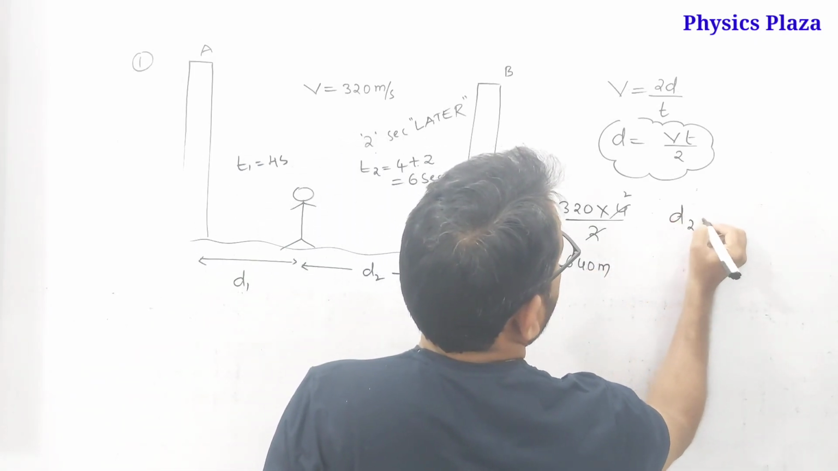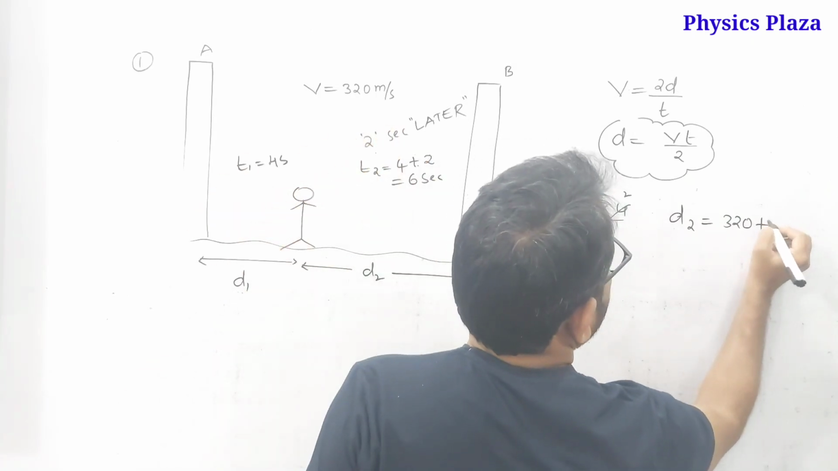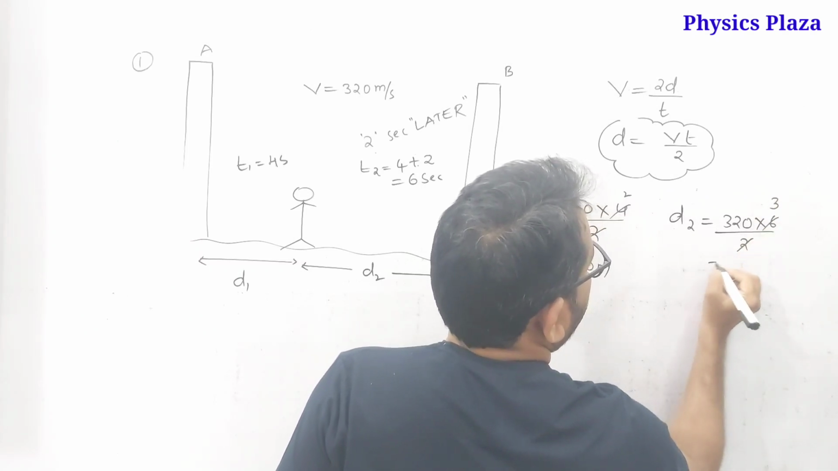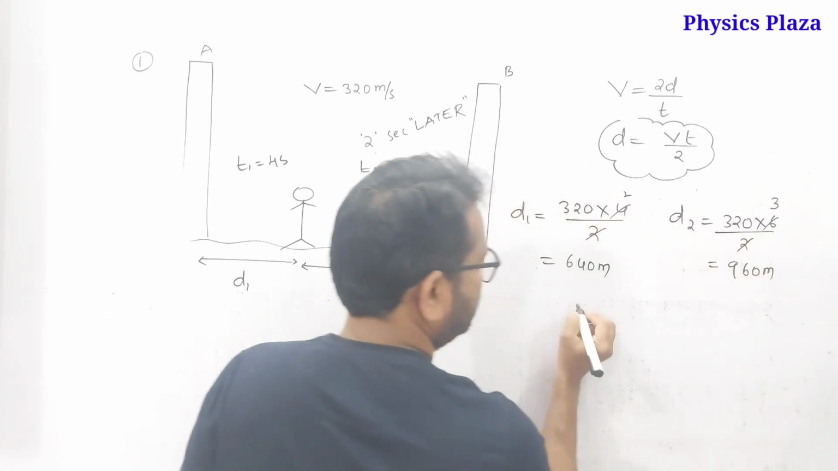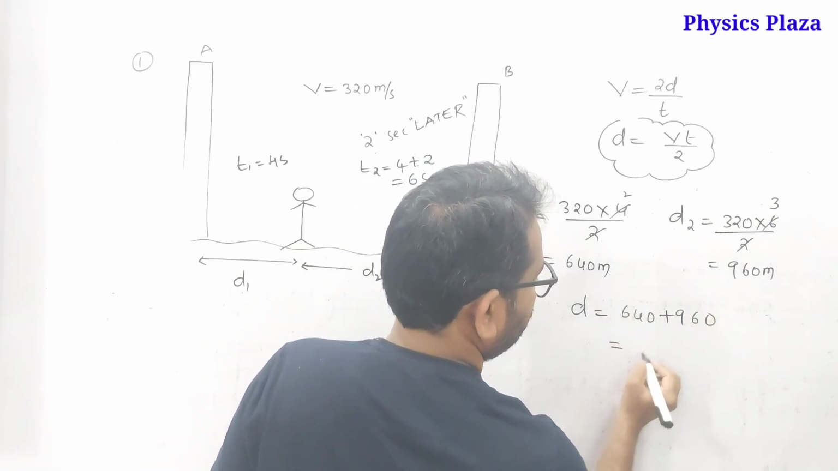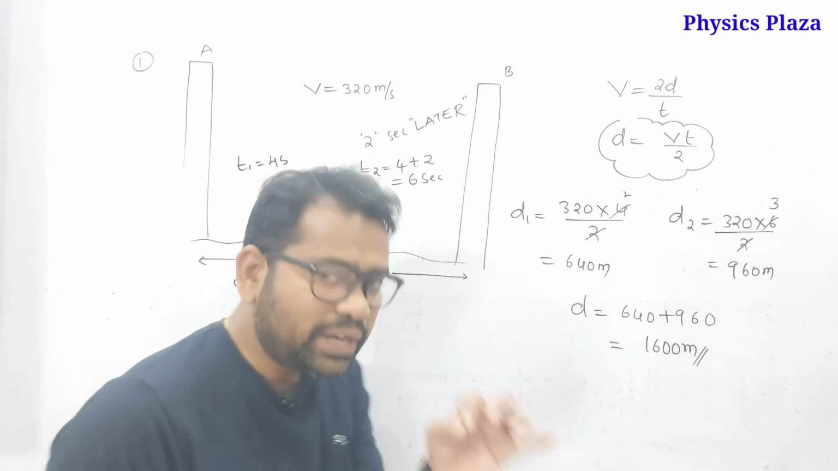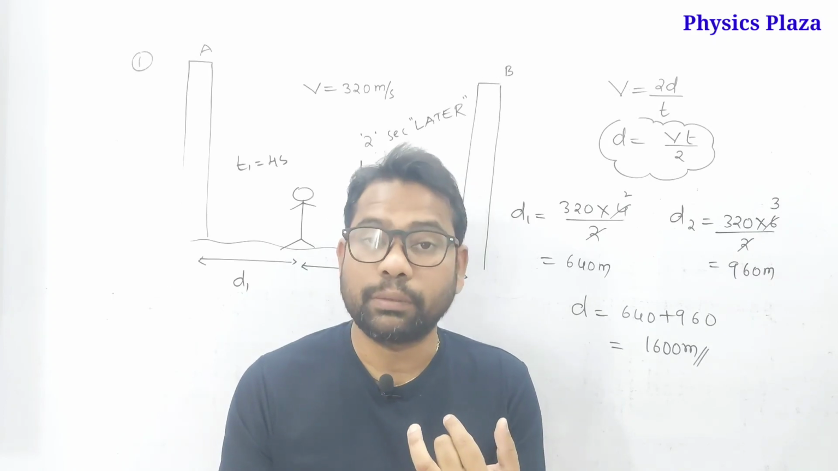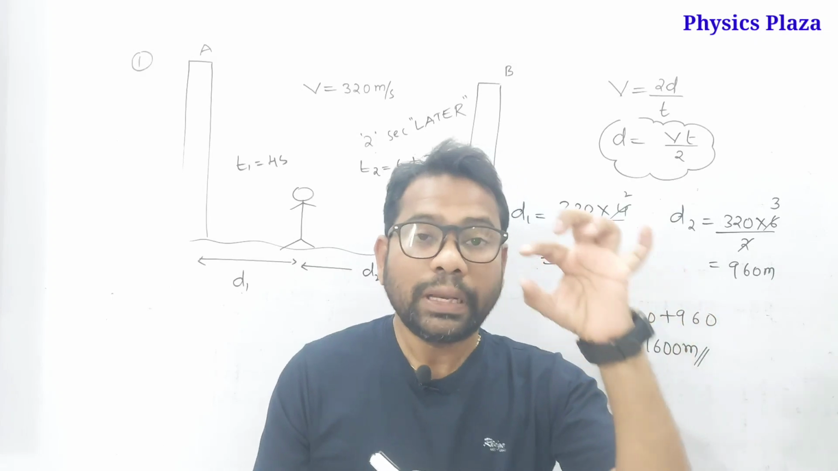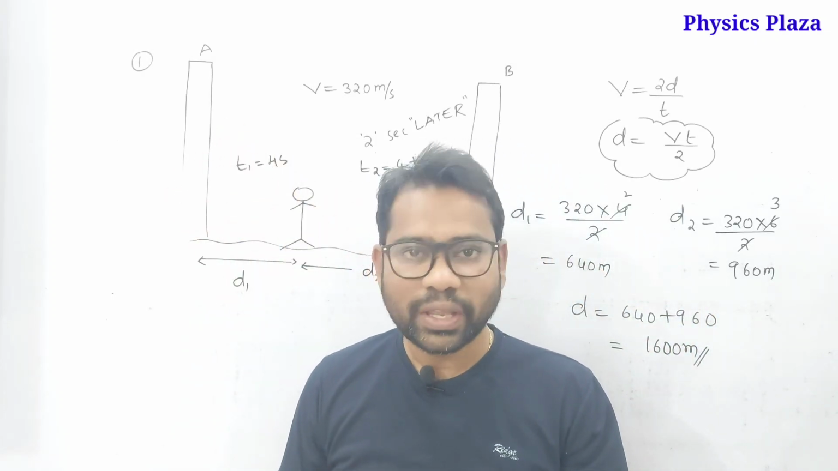In the second case, d2 is equal to 320. Children, 2 seconds later means for this time you should add, that is, sorry, not plus, into 6 by 2. 2 ones are 2, 2 threes are 6. This is 960 meters. Then the total distance is how much? 640 plus 960. So this will be 1600 meters. Children, a small difference is there between the first model and the second model. In the second model, what? 2 seconds later. Whenever you see the term "later", then you should add the time to the time taken to hear the first echo. Okay, just copy this.